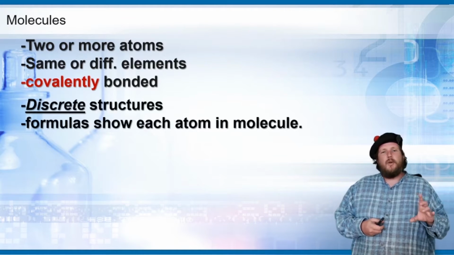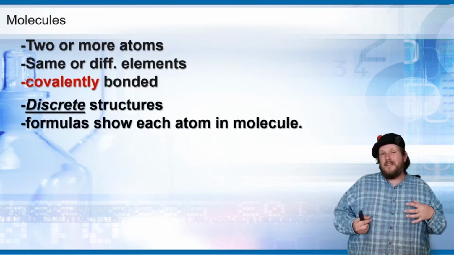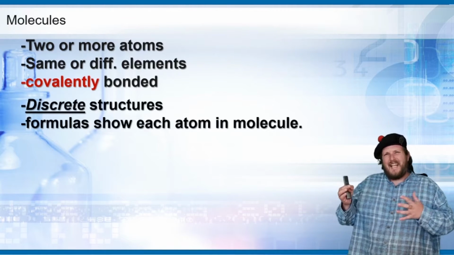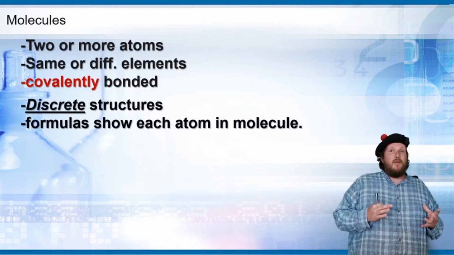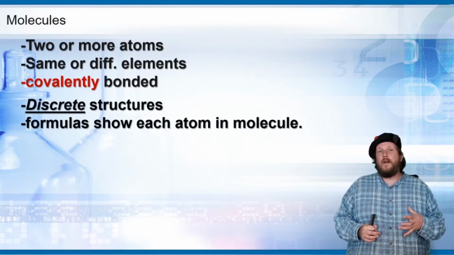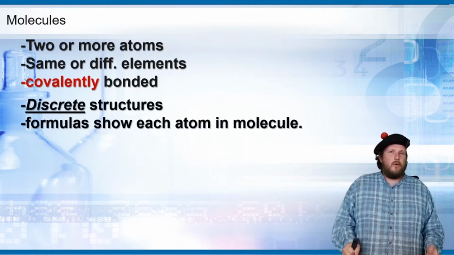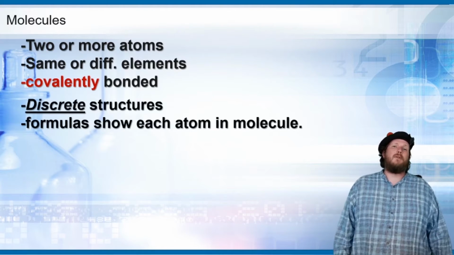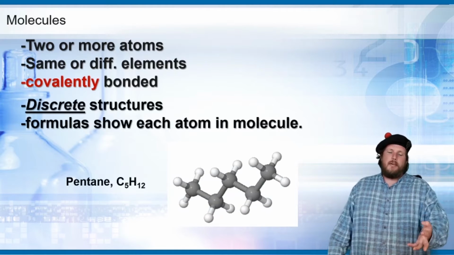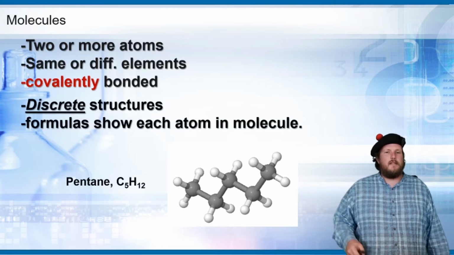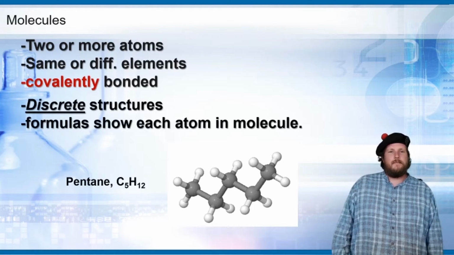The formulas show each atom that's in that molecule, unlike with ionic compounds, where really and truthfully it's this lattice work of multiples in those ratios. It's also known as an empirical formula. For a molecule, the molecular formula is exactly how many atoms are in that structure. So pentane, for example, C5H12, it has 5 carbons and 12 hydrogens on it.